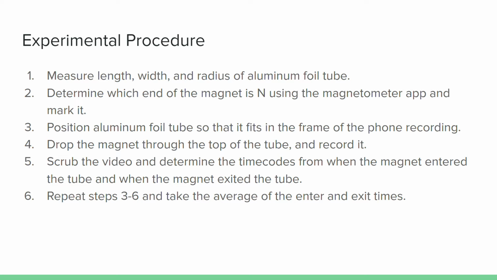Fifth, we scrub the video and determine the exact time codes, or the closest we can, from when the magnet entered the tube and when the magnet exited. Finally, we repeat steps 3 to 6 five times and find the average.